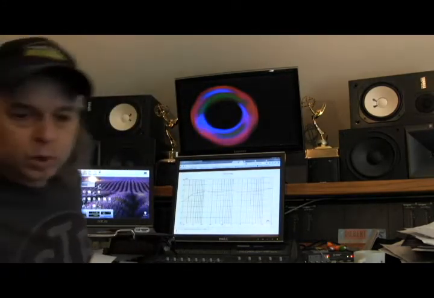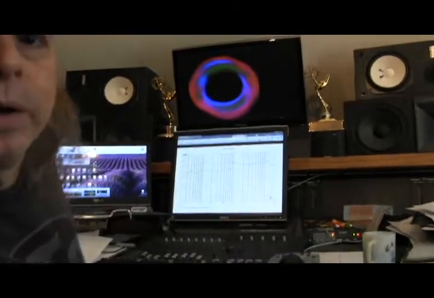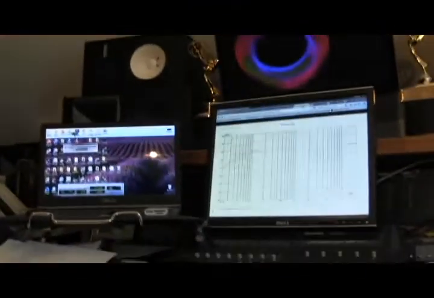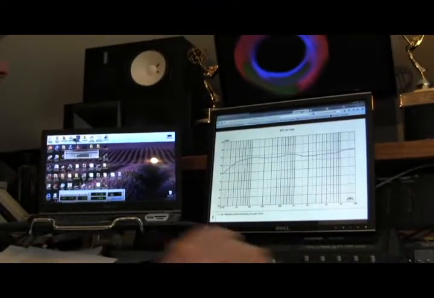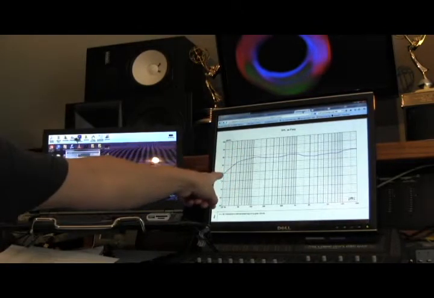Cool? How about I grab this thing? We'll move her a little bit closer here. Hey, this is some slick camera work, isn't it? Y'all see this graph right here?